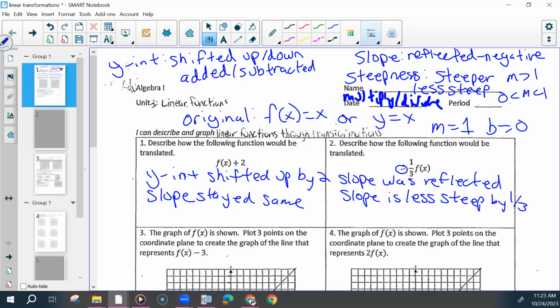There are different ways to write that. You could say less steep by a factor of 1/3, or it's 1/3 times as steep, something like that. Why does it say slope? Because of the negative. Anytime you see a negative, that deals with the reflection. But the reflected and the less steep have nothing to do with each other. That's why we have to put both things. Was there anything that happened to the y-intercept? There wasn't an added or subtracted something outside, so the y-intercept stayed the same.